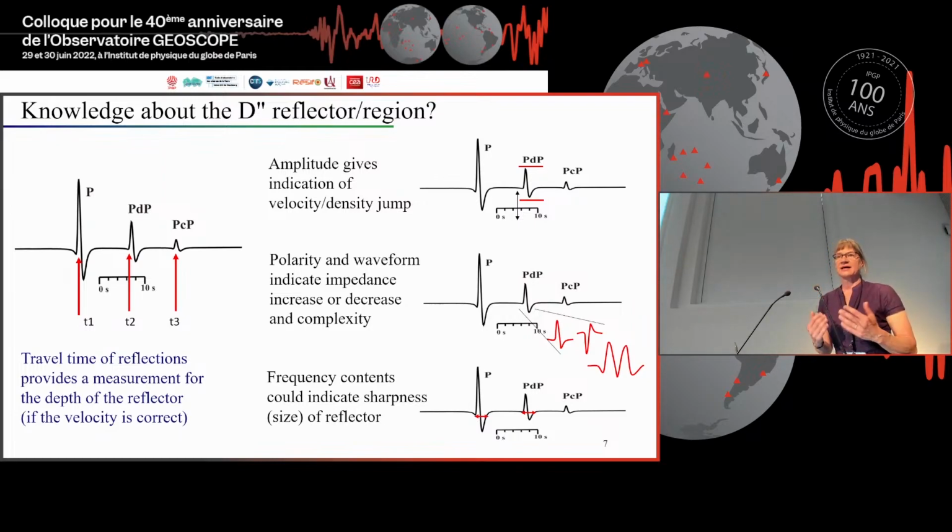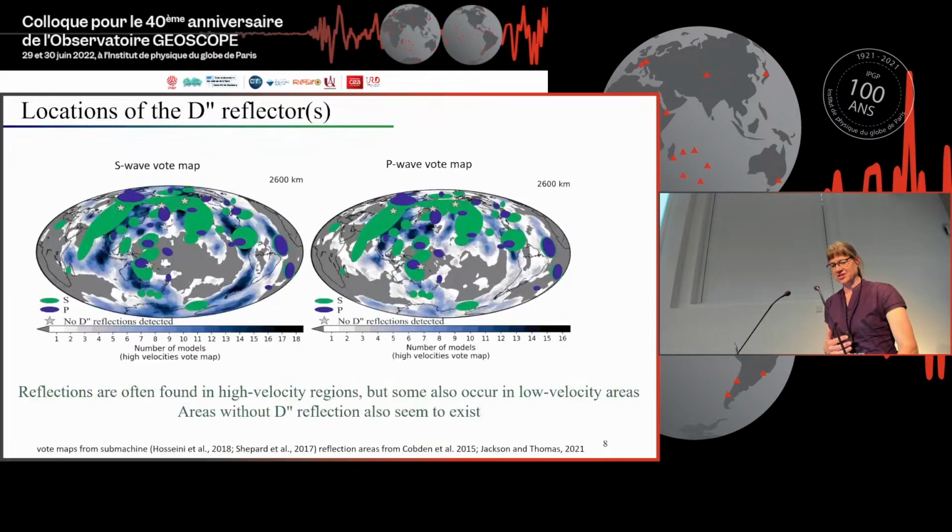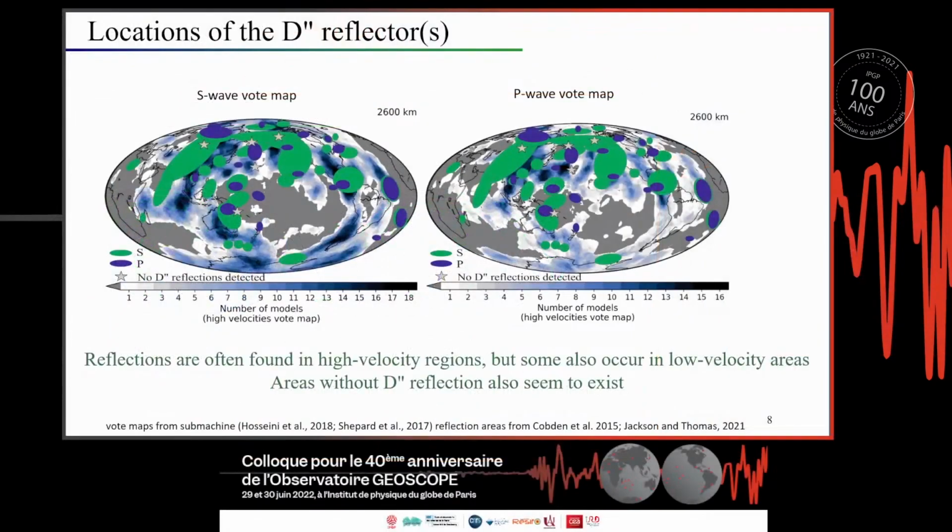And the last thing that people start using is the frequency content of these seismic waves, but that's a bit more difficult. But it would give you maybe an indication of the sharpness or the size of the reflector you see. So using all this information, or especially the travel times, we have detected quite a number of reflections of the D-double-prime layer in several regions, and this is a compilation.